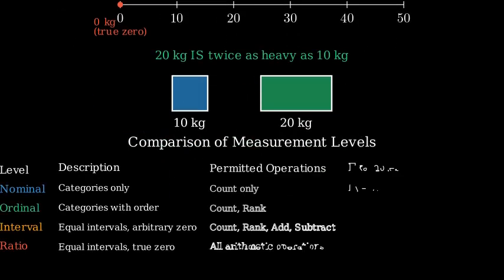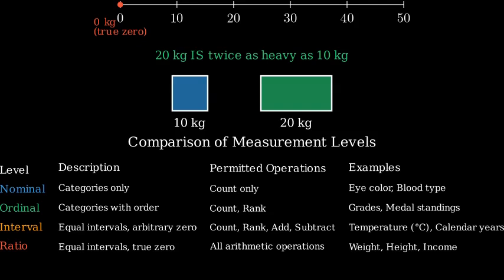Knowing which level of measurement your data belongs to is crucial for selecting appropriate statistical analyses. For example, you wouldn't calculate the mean of nominal data, and you wouldn't form ratios with interval data. To conclude, understanding the 4 levels of measurement is fundamental to proper data analysis.